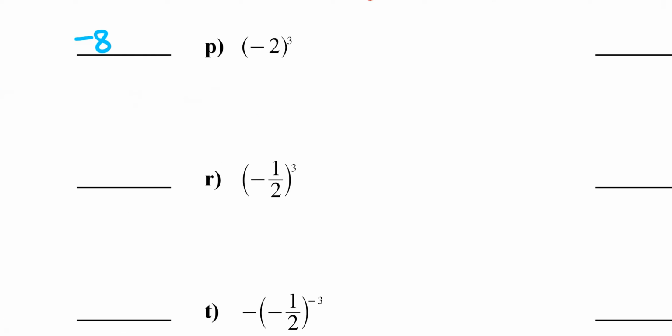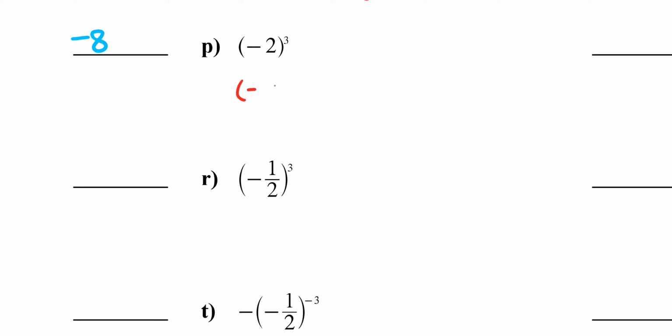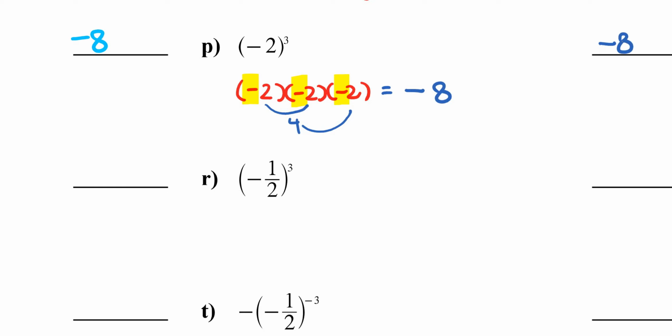Okay, for letter P, we do have brackets now, so I would go ahead and expand this. You'll notice that we have 1, 2, 3 negative signs, so that means since there's an odd number of negative signs, the final answer is negative. And then finally, you can multiply this. 2 times 2 is 4. 4 times 2 is going to be 8. So negative 8 is your final answer for letter P.